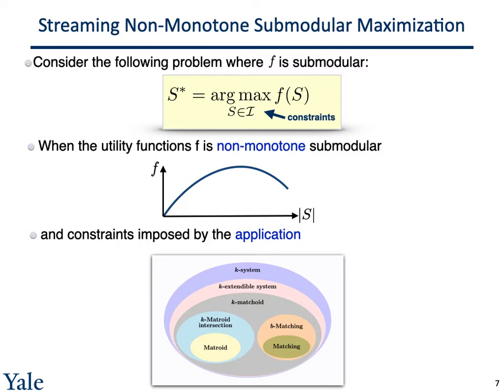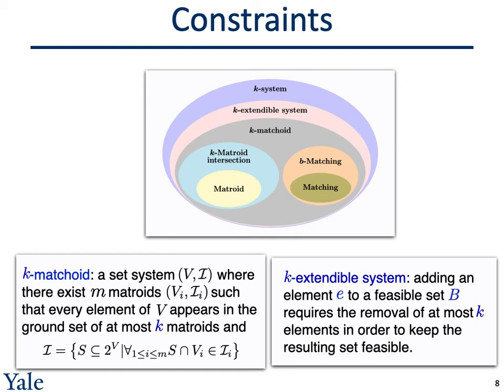Next, I will first define constraints we consider in this paper and then explain our proposed algorithms. The hierarchy of independent systems is quite rich and expressive, containing many classic examples which are useful for modeling real-world applications. The simplest example is the k-cardinality constraint, where you have a limit of k on the size of feasible sets.